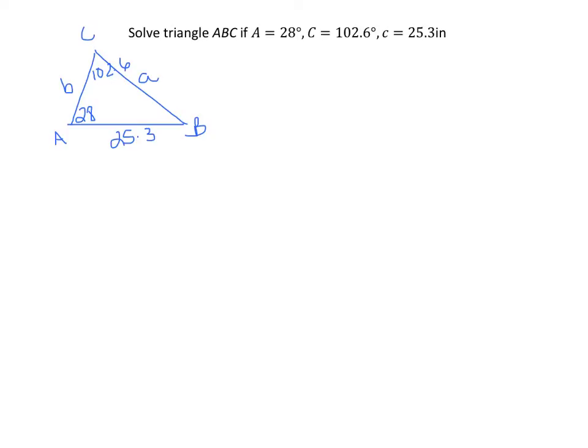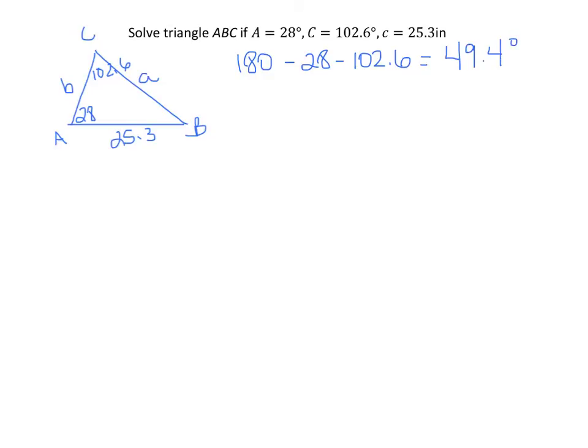So this is an example where we can very easily find our third angle. We use the angle sum theorem, 180 minus 28 minus 102.6. Angle B is 49.4 degrees.